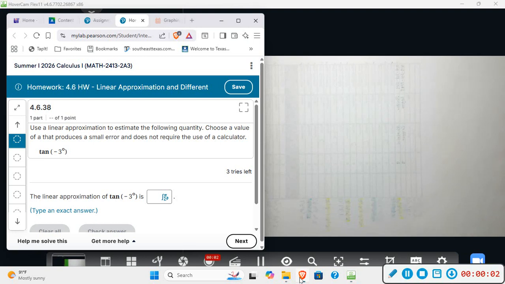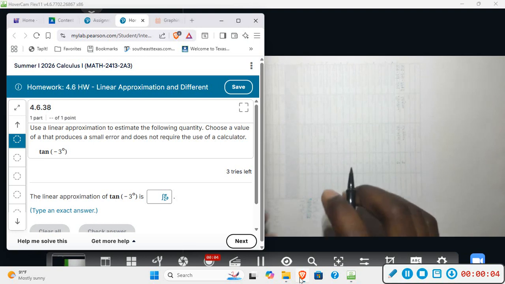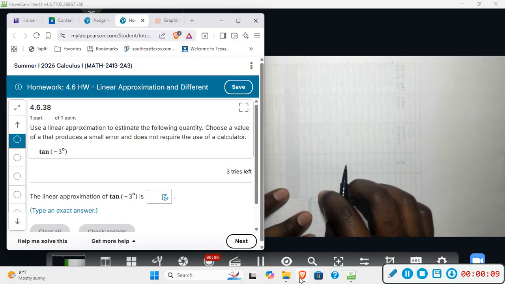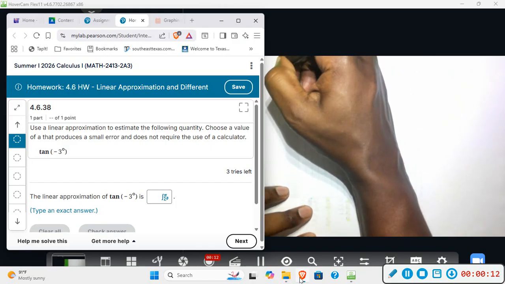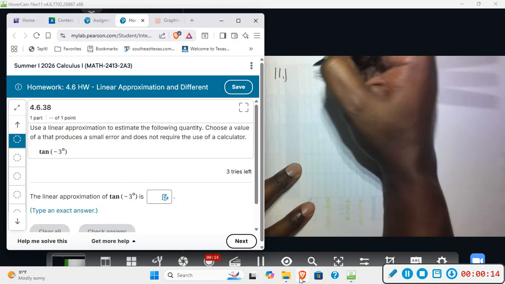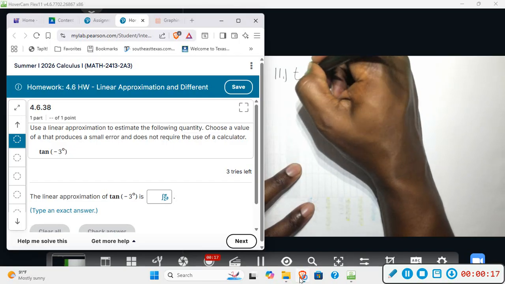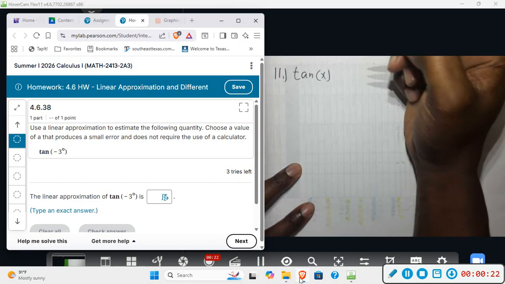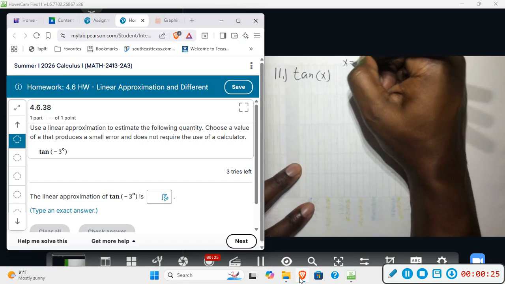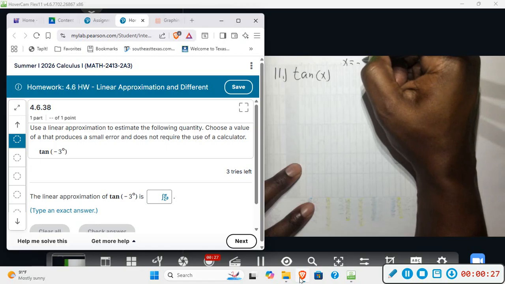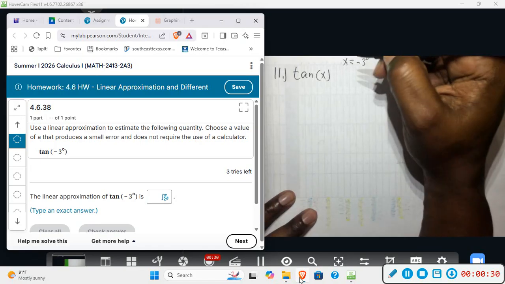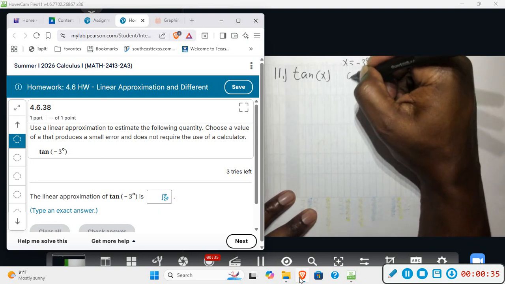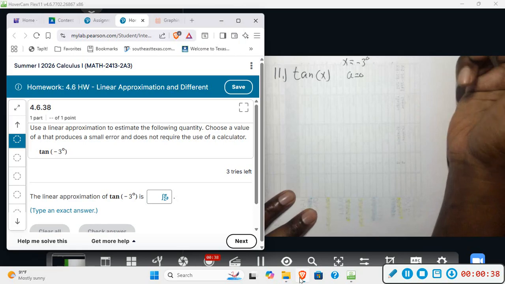All right, number 11, we want to use linear approximation to estimate the following quantity, and we want to choose a value that produces a small error. So the function we are going to start with is tan of x. We're going to estimate x equals negative 3 degrees shortly. We want to pick a value that's close to this that doesn't require a calculator, so we will start with 0. 0 is very close to 3, something we can work with.